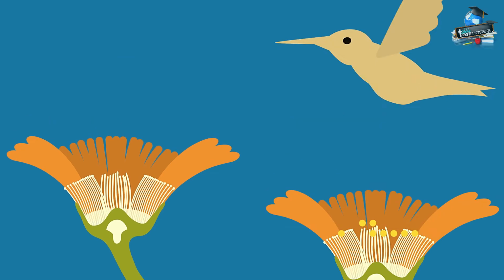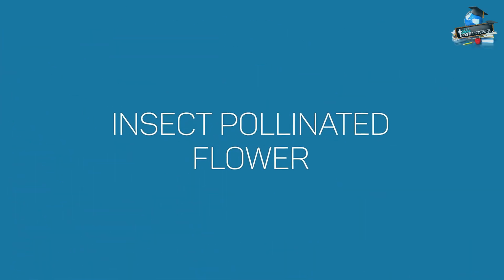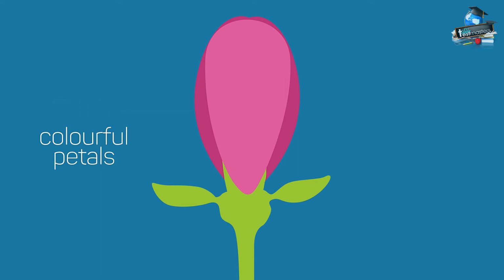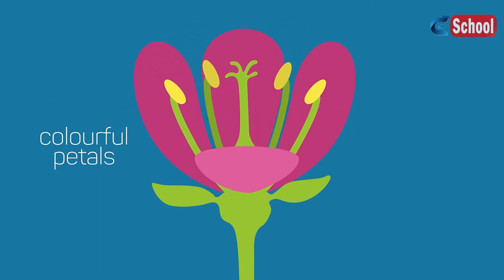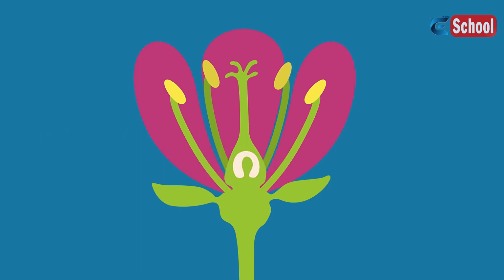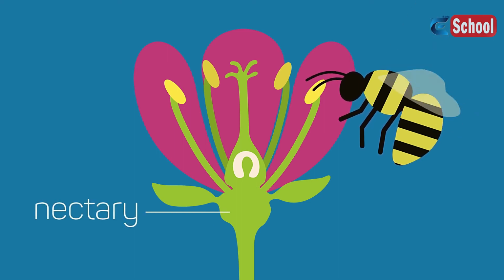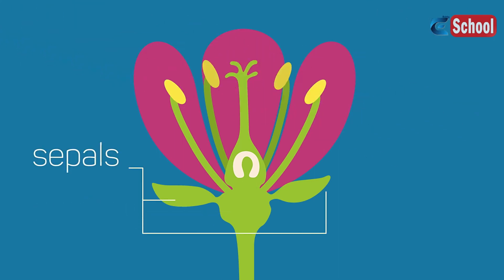Here, we will look at the structure of an insect-pollinated flower. Insect-pollinated flowers usually have colorful petals. Can you think why? It is so they can attract the insects. Insects visit flowers to drink the nectar, a sugary substance produced in the nectary. These sepals protect the bud when the flower is developing.